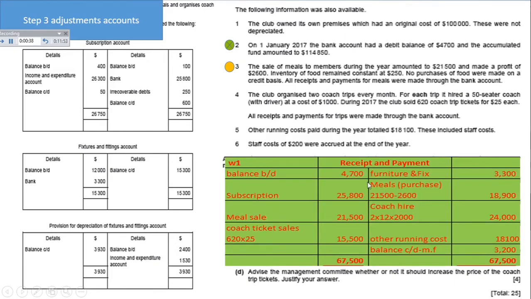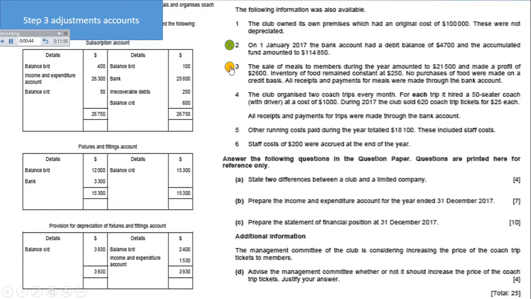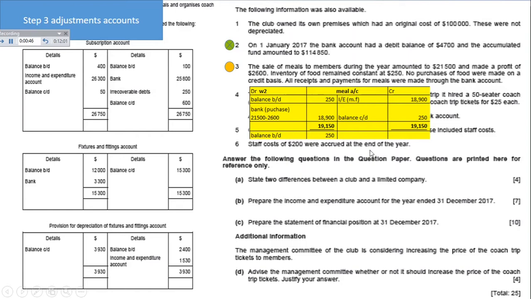Number 2, bank account, we have already made it, so this is also a part of your adjustment account. Number 3, meal account, we have made out here. Meal account will be useful, so this is also part of your adjustment account. We have made it here. Now this 250 will be shown as your current asset. That's why we need to show this 250 in the statement of financial position.